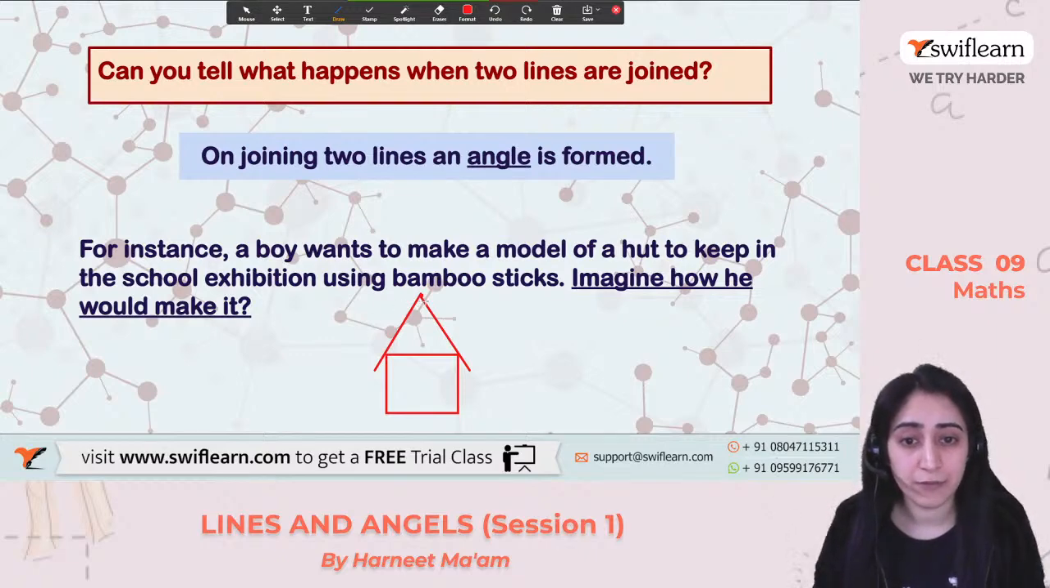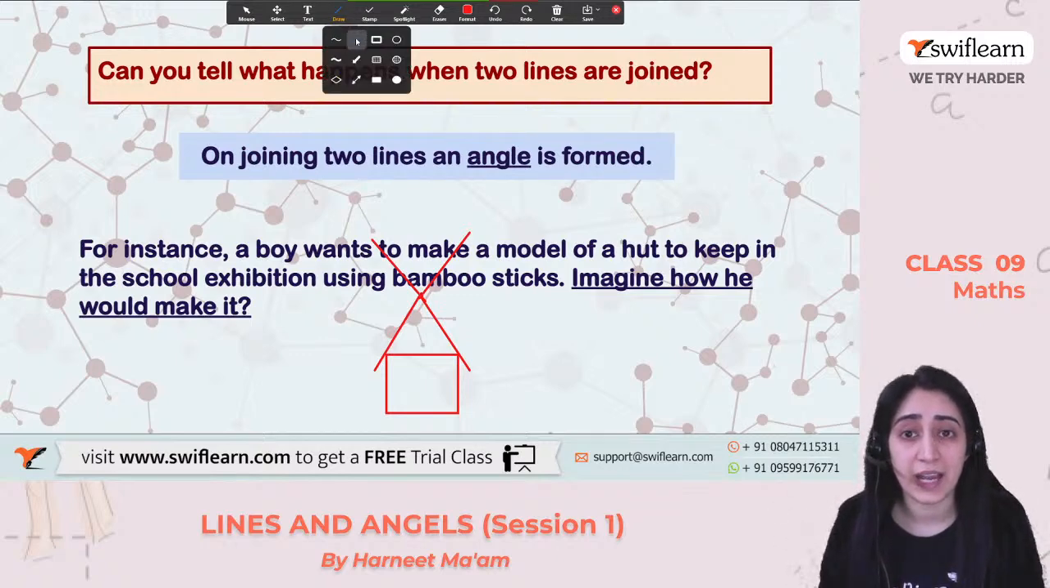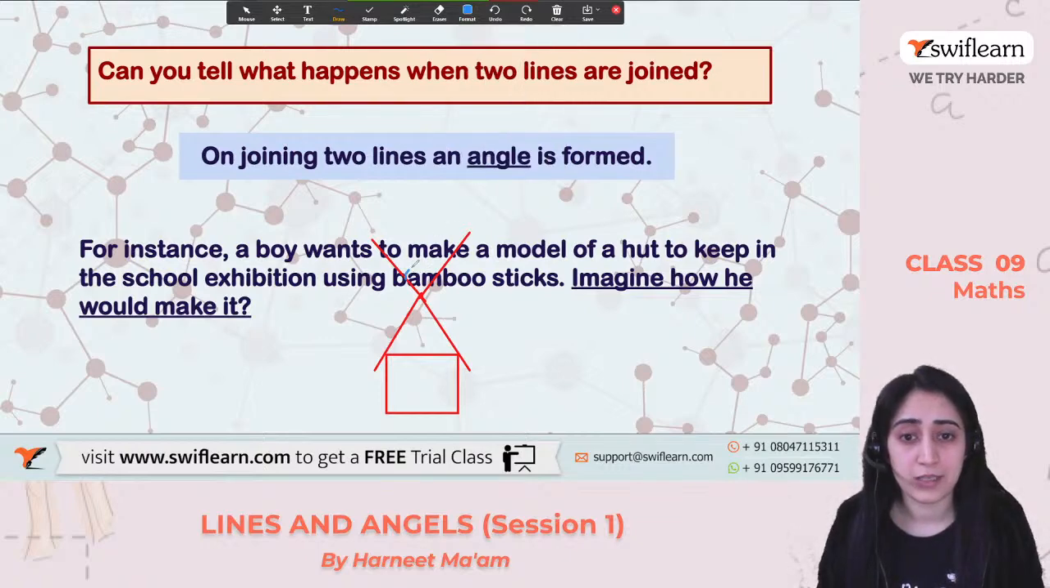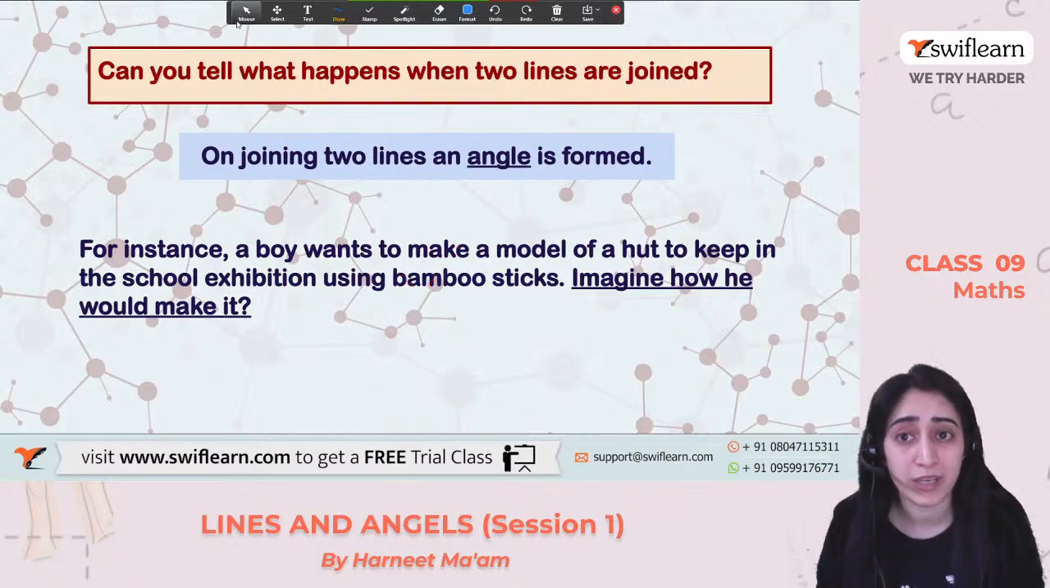But what happens if I extend these two lines? They are meeting at this point. This is a point of intersection that we have studied before, and they make an angle. Can you see what has been formed here? They have made an angle here. So when two lines are joined, they form an angle. Same here. When these two lines are joined, they form an angle that is 90 degrees. That's why we call them perpendicular lines.